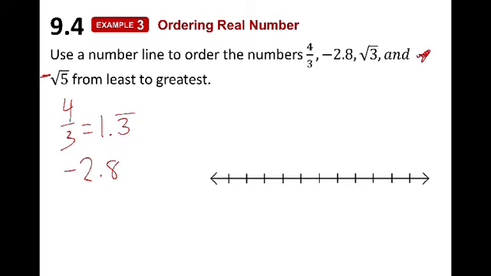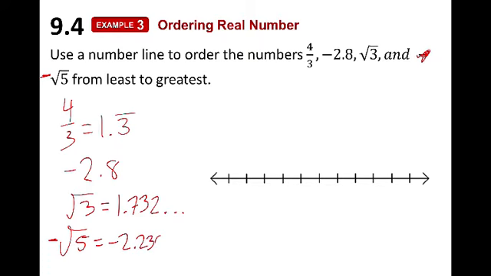Now, for the square root of 3, punch that into a calculator, we end up with 1.732, and it keeps going, and it doesn't have a repeating pattern. The square root of 5, we're doing the negative version, so we got negative 2.236, and again, keeps on going with no repeating pattern. So now we're going to put these on a number line.